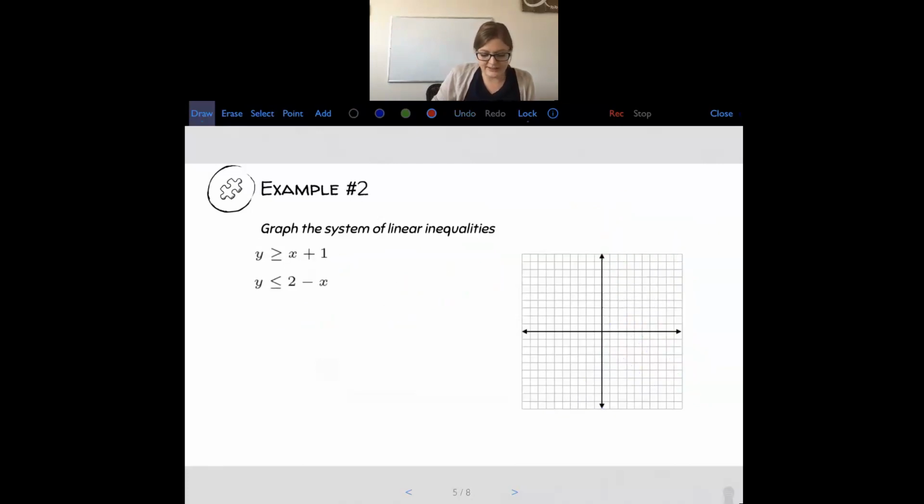Example number 2, graph the system of linear inequalities. Okay, so again, I'm going to graph each part, and then I'll do the shading at the end. Okay, so y greater than or equal to x plus 1, m is 1, or 1 over 1, and b is just 1, and my line here is solid. So I start at (0, 1), and I go up 1 over 1, and I have a solid line.